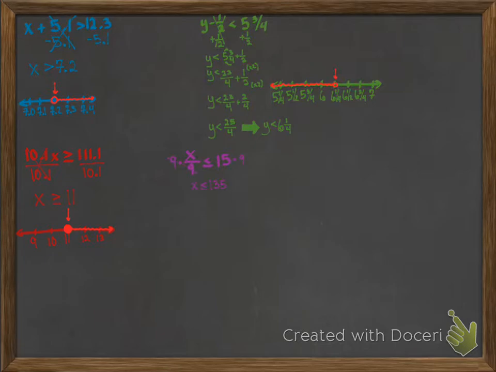You get x is less than or equal to 135. Make a number line, 135 roughly in the middle. Identify 135. Closed in circle again because 135 is a possibility. And then everything to the left because x is less than 135.